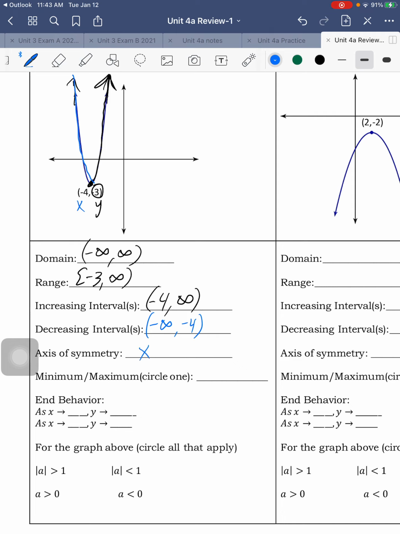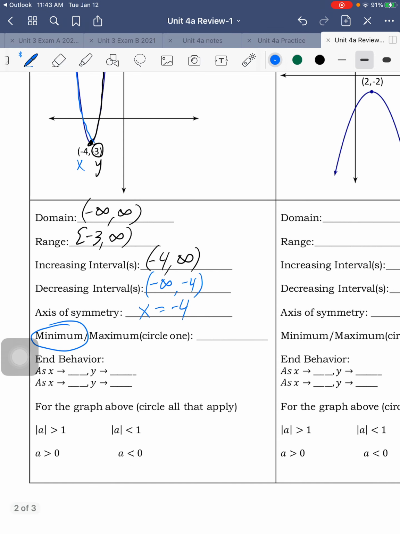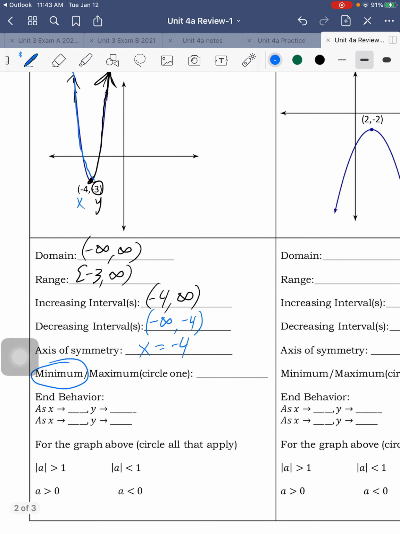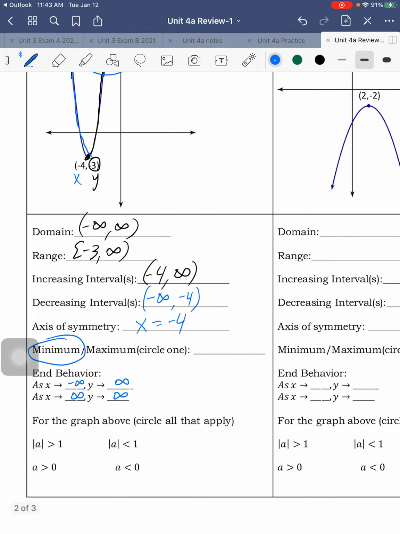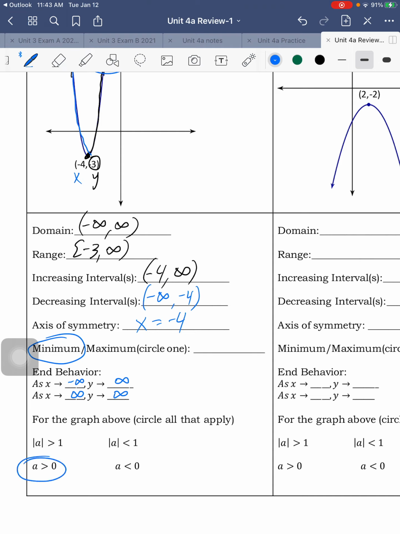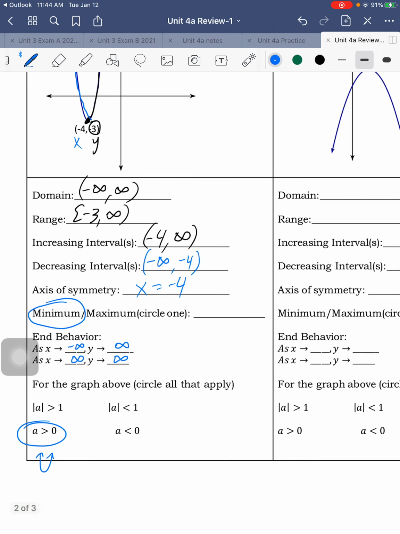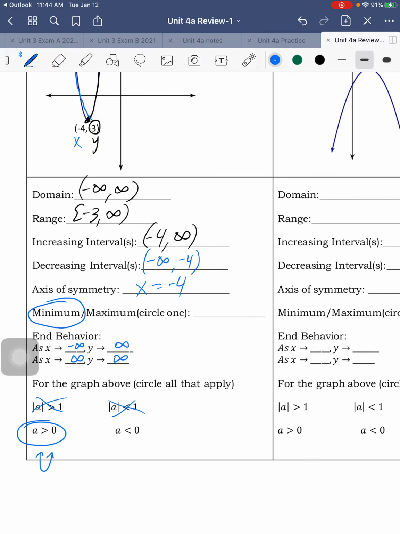Axis of symmetry, x equals -4. Is it a minimum or maximum? The vertex, that's a minimum. End behavior, looking at the left side of the graph, the x is going to negative infinity. Where's the y going? Well, it's going up to positive infinity. On the right side of the graph, the x is going to positive infinity, going to the right, and it's going up also to positive infinity. Looking at the graph, we can't really tell. We just know that the a value is greater than 0 because it is a U-shaped graph. It's not upside down. Can't really tell anything else because we don't know any of the scales, so we can't really tell if there's a scale factor at all.